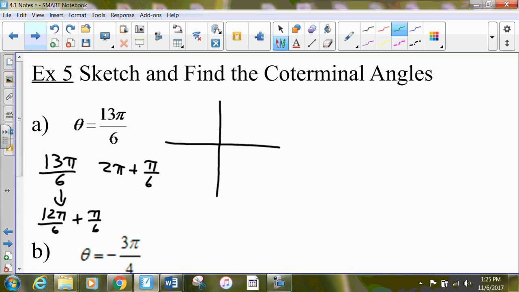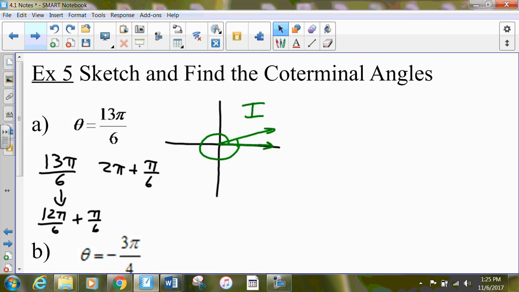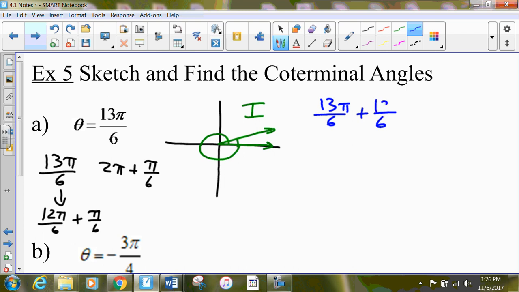Our sketch, of course, our angle is going to have initial side here, as always. And then we are going to, let's see, we're going around 2 times. Here we go. Or no, we're not going around 2 times. We're just going around once. 2 pi is here. And then we're going around an additional pi over 6. And so just as a reminder, pi over 6 is what? 30 degrees. So we're going to go up about 30 degrees. There's the angle. And so we're in the first quadrant. And then it asks us to find the coterminal angle. So we're going to take 13 pi over 6. We can add 2 pi, but we already know we're going to write that as 12 pi over 6.